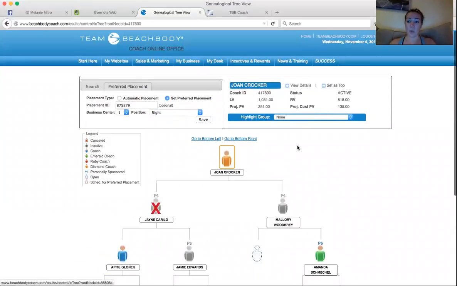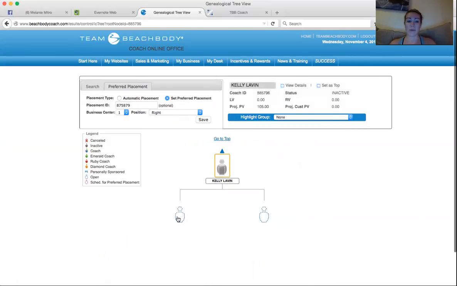I know that genealogy can be confusing, but as a brand new coach, all you need to know is that if you're putting somebody on your left, they need to go to the very bottom left outside. And if you're putting them on the right, they need to go to the very bottom right outside. And if you're brand new, like I showed in the beginning, and your back office just looks like this, one person here and here, then don't worry about it. You can put one here and here. Your inside leg is your inside leg. So you want to start building this leg.